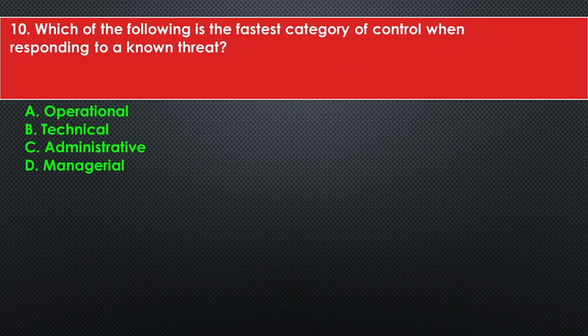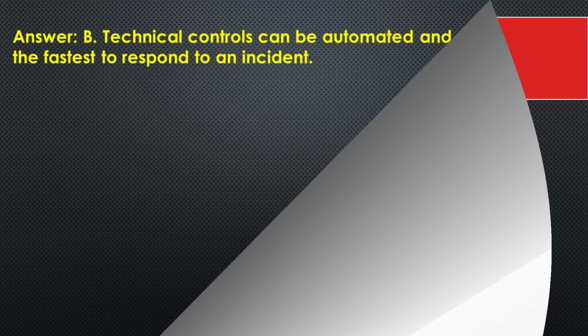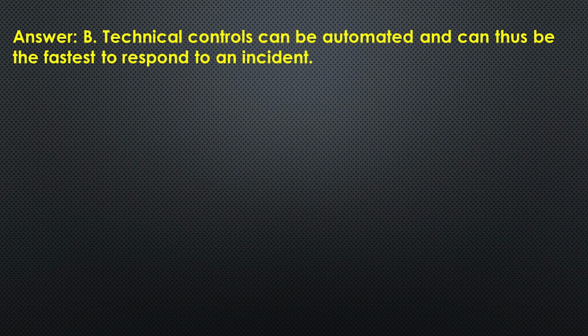10. Which of the following is the fastest category of control when responding to a known threat? A. Operational. B. Technical. C. Administrative. D. Managerial. Answer: B. Technical controls can be automated and can thus be the fastest to respond to an incident.